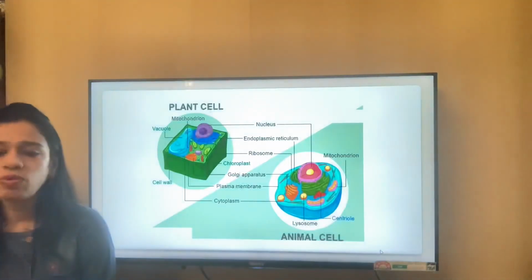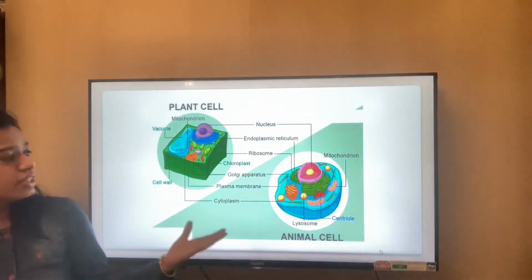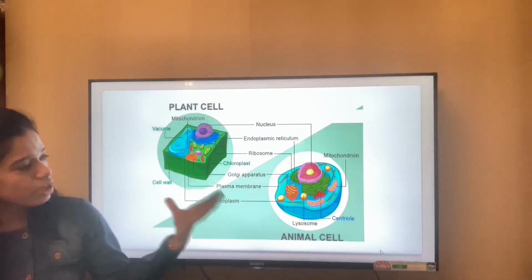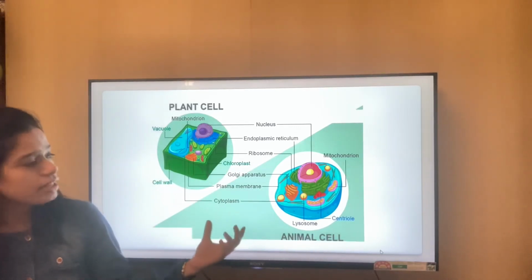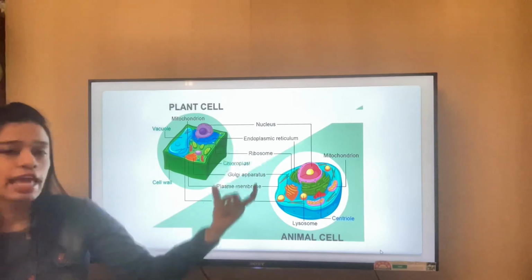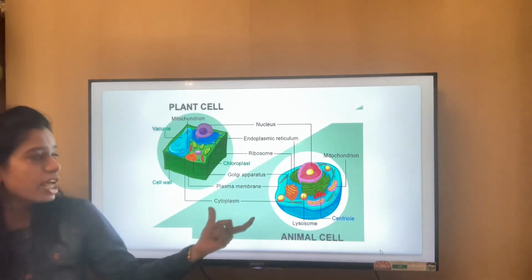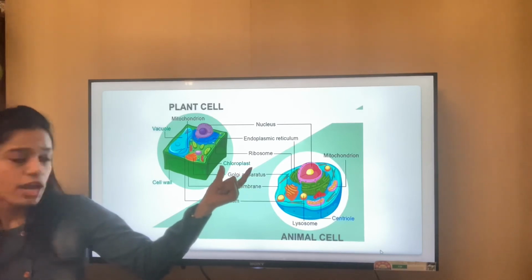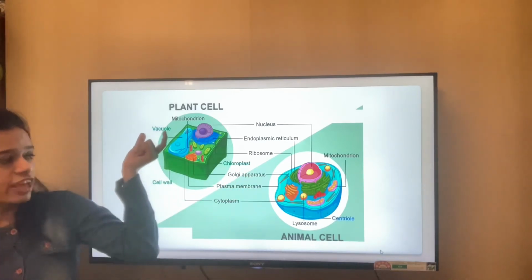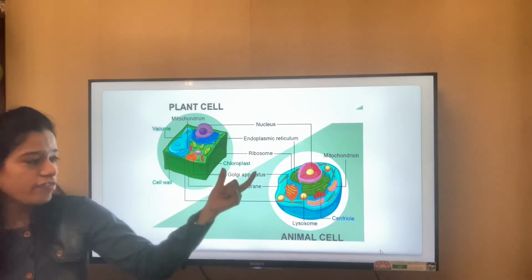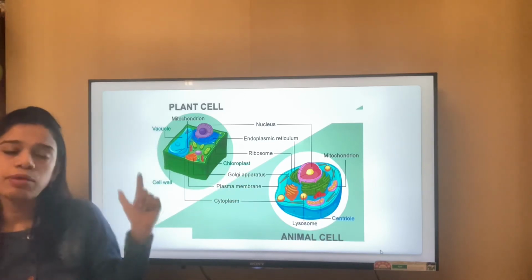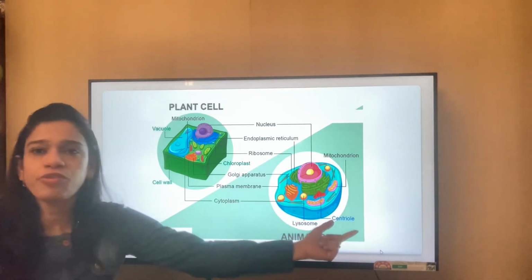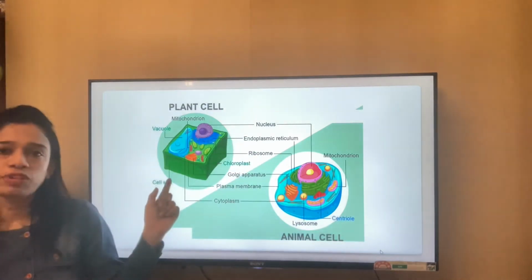So next we'll move on to the differences. If you see a plant cell and animal cell in comparison, you can understand that mostly all of these are there in both of the cells. Only what is different is the chloroplast, cell wall and vacuole. Chloroplast, cell wall and vacuole are there in the plant cell, but absent in the animal cell. And in the animal cell you have a centriole, which is absent in the plant cell.